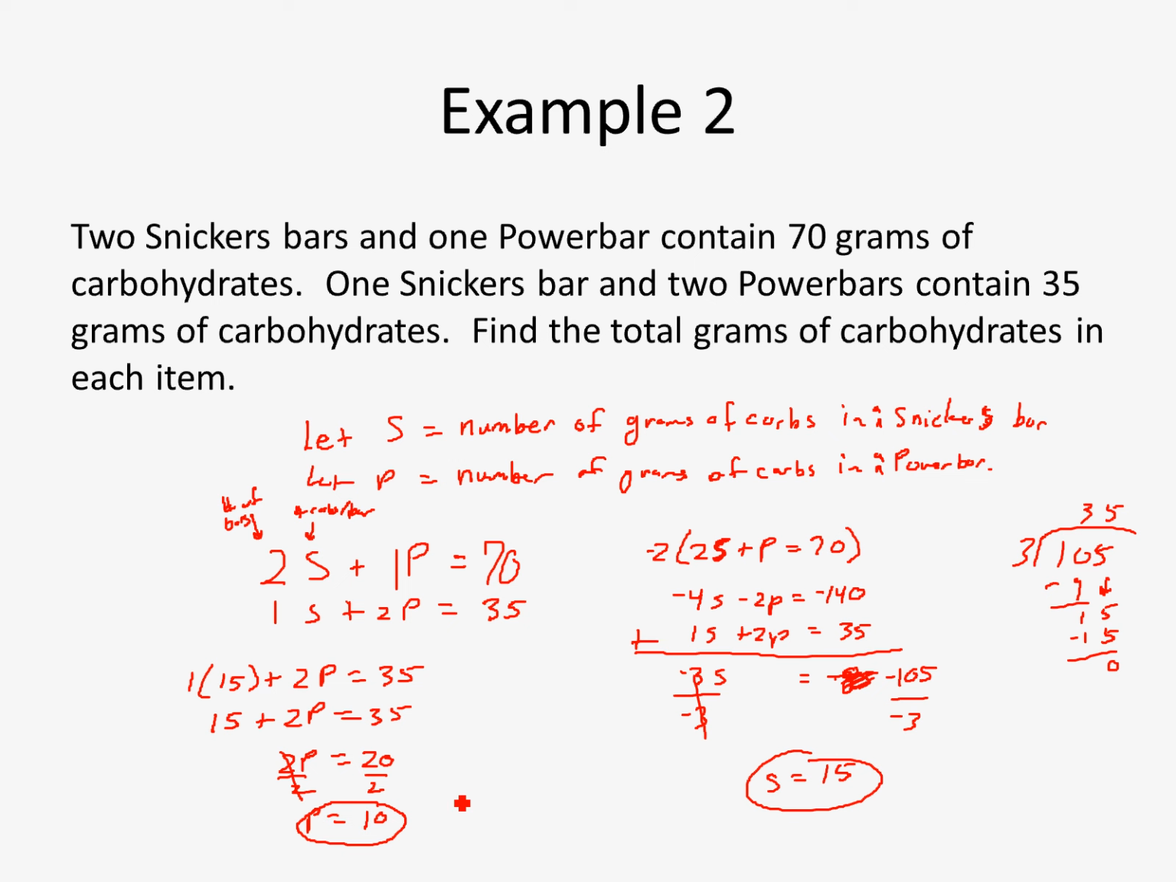And so the question asked us to find the total grams of carbohydrates in each item. Now, you don't really have to show this as a system. You don't have to show it as an ordered pair. It's a good idea to check. But what you could do is just write, there's 10 grams of carbs in a Power bar, and then there's 15 grams of carbs in a Snickers bar.